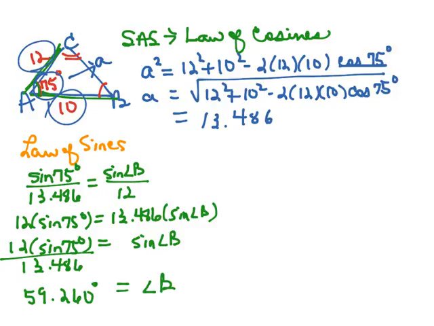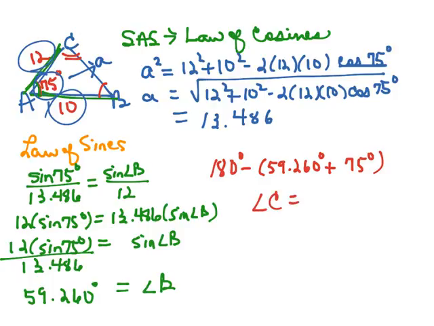Now we could do a similar law of sines to find angle C. We could use the law of cosines to find angle C, but we know that the three angles in a triangle add up to 180 degrees. So 180 degrees minus 59.260 added to 75 degrees will give us our measure for angle C.